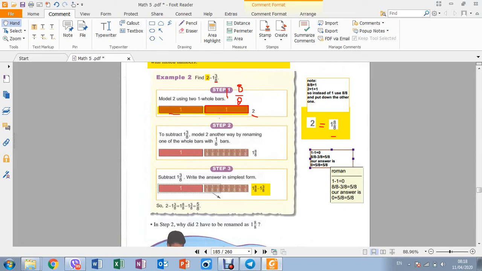Okay, now our answer is what? Our whole number is 0, so what do we need to do? I told you if we have a number we put it next to the fraction, but when we have, for example, 0, you can add it. Every time you can add these two numbers together. 0 plus 5 eighths is equal to what? 5 eighths. So our answer is 5/8. This is our answer.